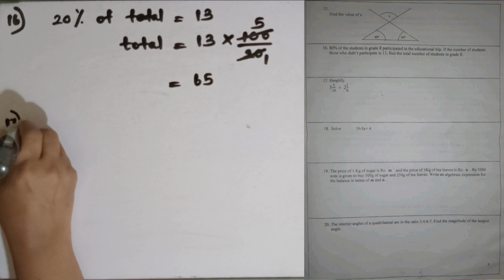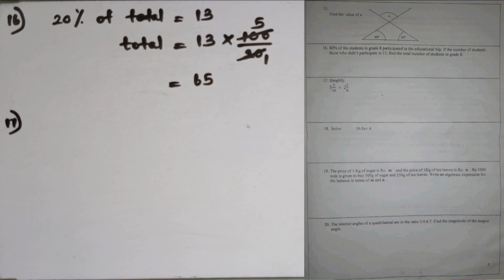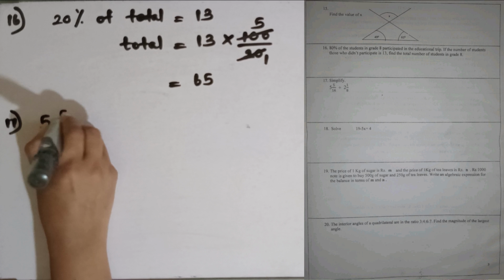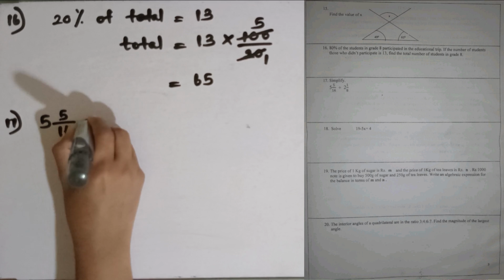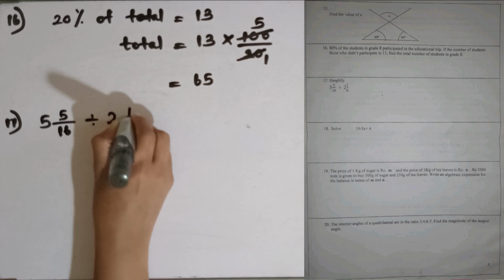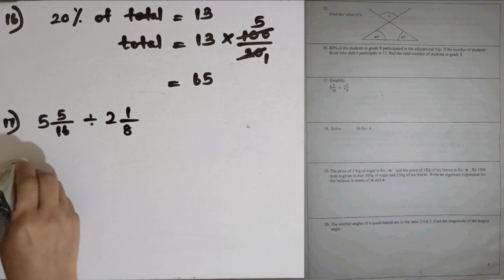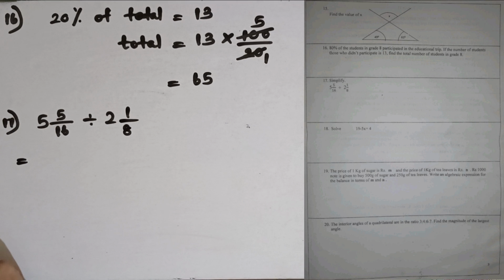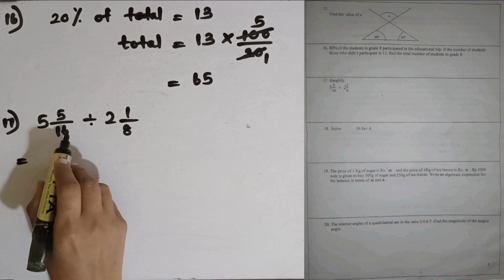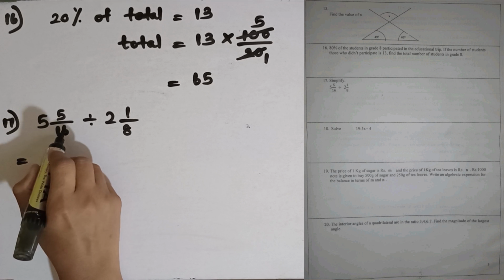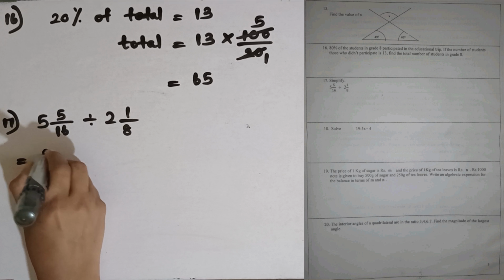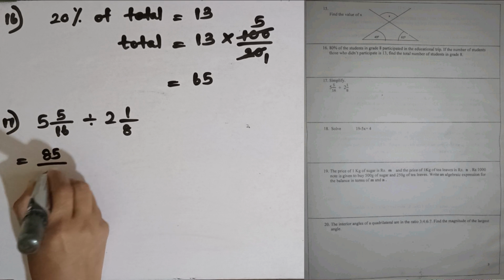Question number 17. We are given this to simplify: 5 over 16 divided by 2 1 over 8. First we have to convert these two mixed numbers into improper fractions. Here the improper fraction is 16 times 5 is 80. 80 plus 5 is 85. 85 over 16.